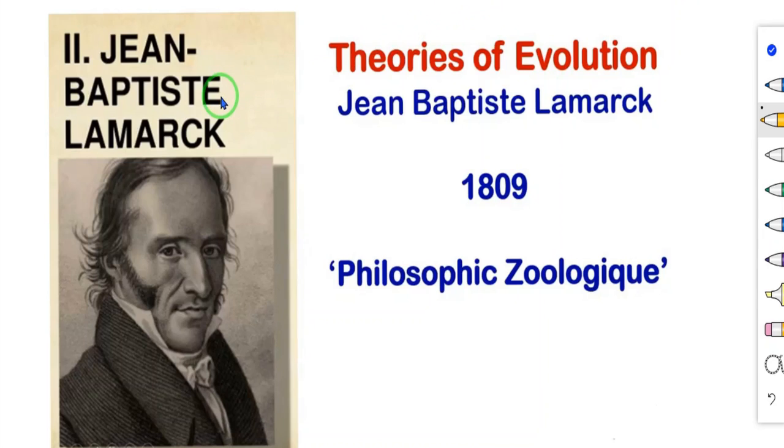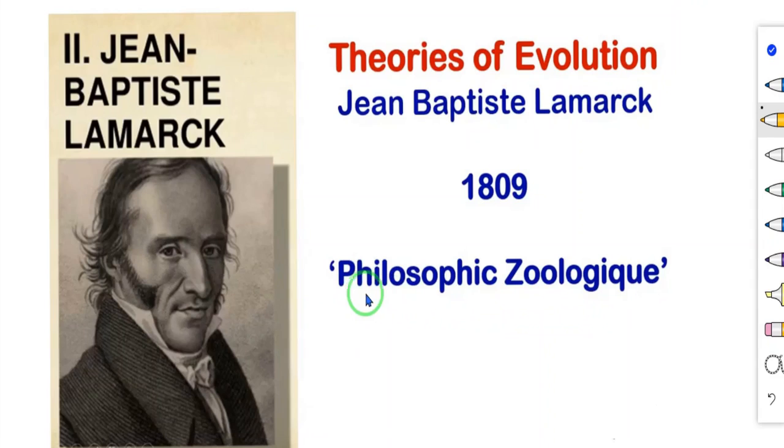The Lamarckism theory was proposed by Jean-Baptiste Lamarck. Jean-Baptiste Lamarck was a French naturalist well known for his theory of evolution. Lamarck's theory of evolution was published in Philosophie Zoologique in the year 1809.